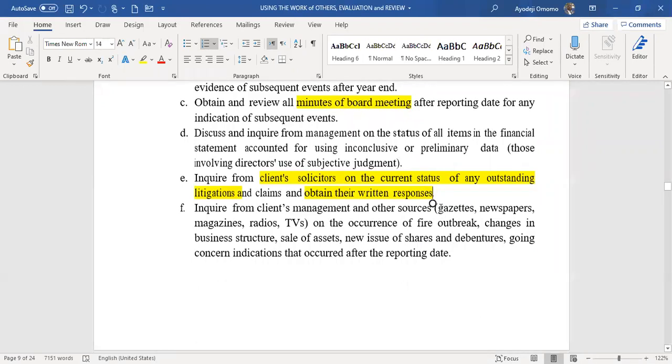So when you are looking at subsequent events, that means you'll be reading newspapers, radio, magazines. Your source of subsequent events can be from anywhere. Network news, radio, anything can happen that makes you identify subsequent events. Now, for instance, do you know that the prices of oil has gone down? Now, if there's a financial statement that shows, hold on, please.